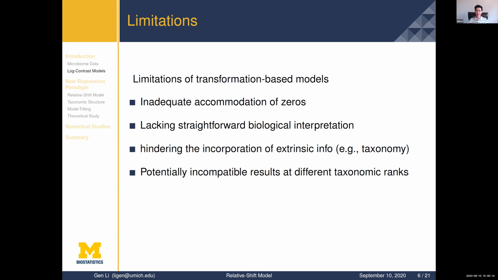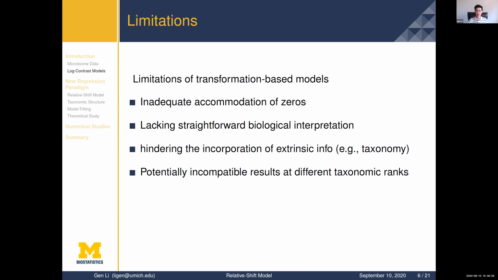Another limitation of this type of methods is that it lacks straightforward biological interpretation. As you can imagine, even if we apply this log transformation, the compositional data are still interrelated. In other words, we cannot simply interpret the regression coefficient as the effect on the response of changing the corresponding predictor by 1 unit. Because if you change one predictor, you know for sure that some other predictor values will also change, because before the log transformation, they sum up to 1. So it lacks straightforward biological interpretation.